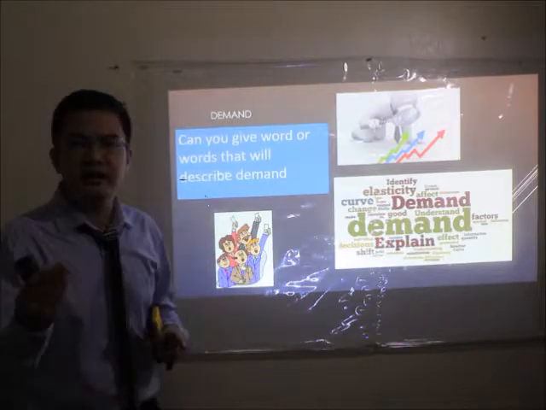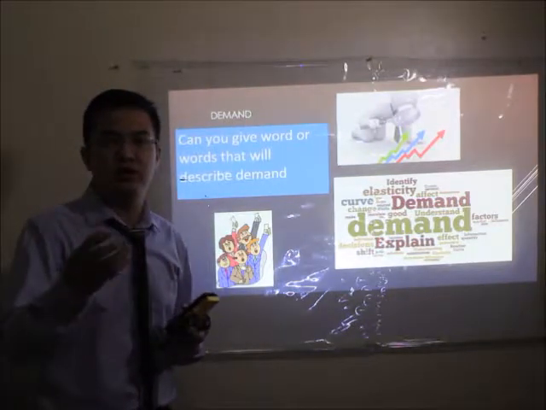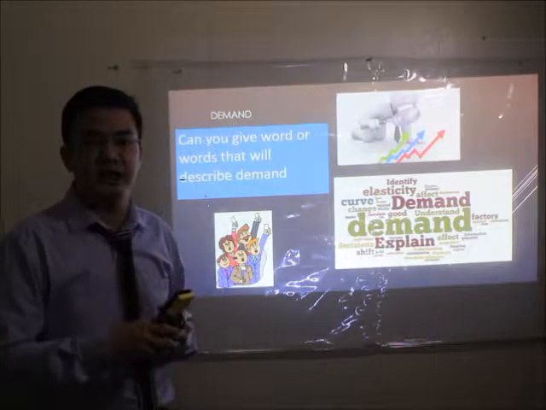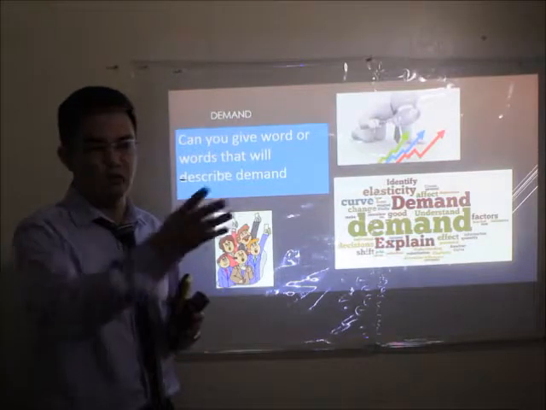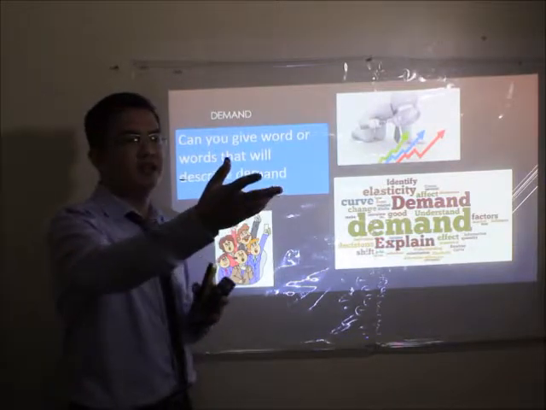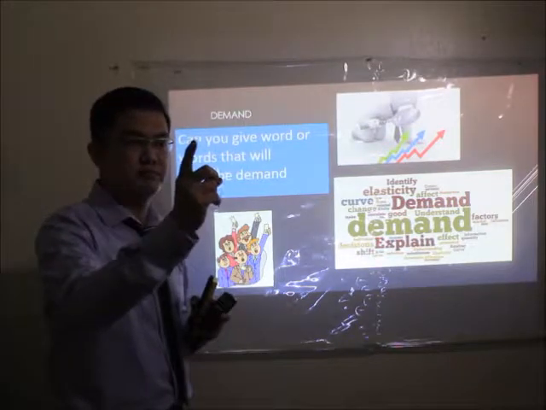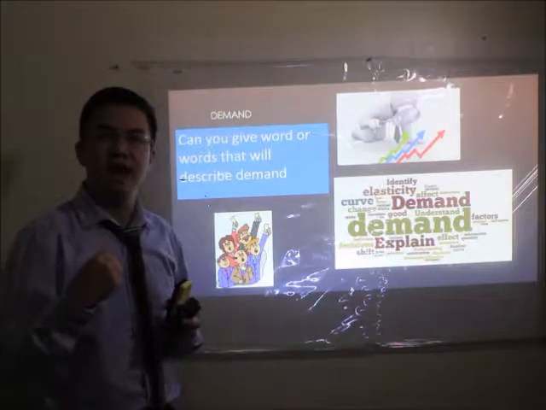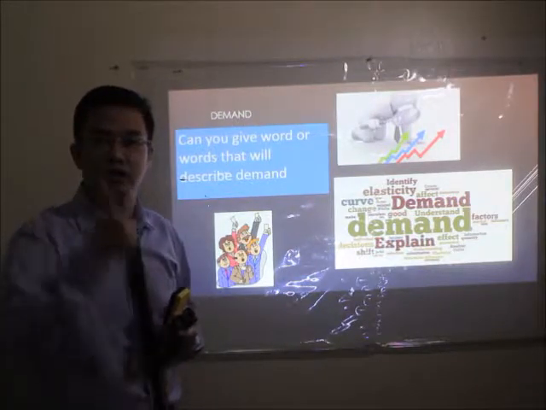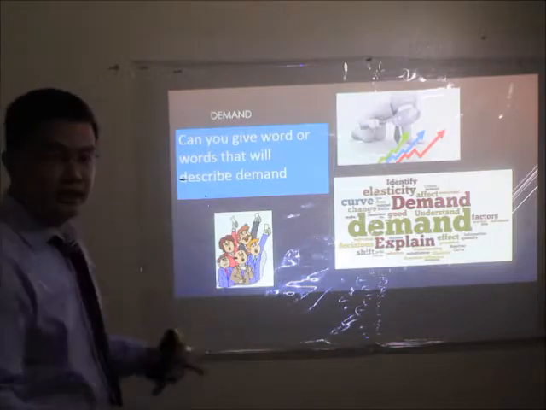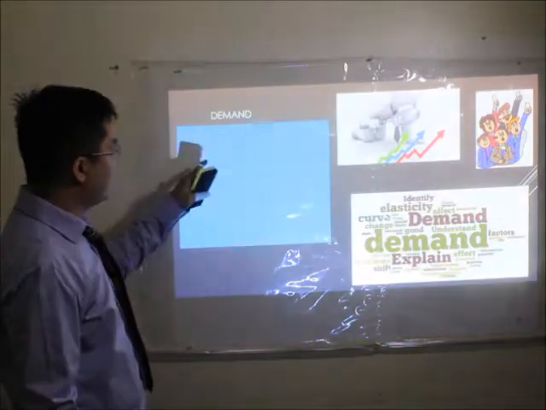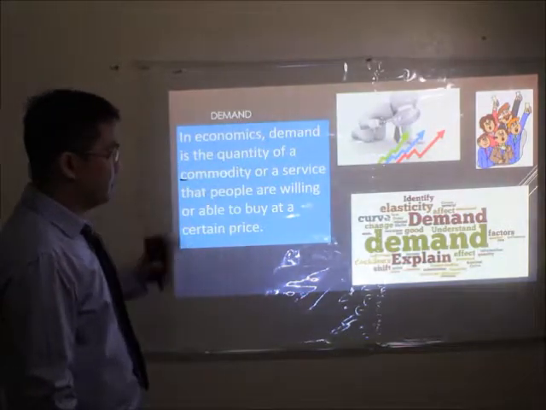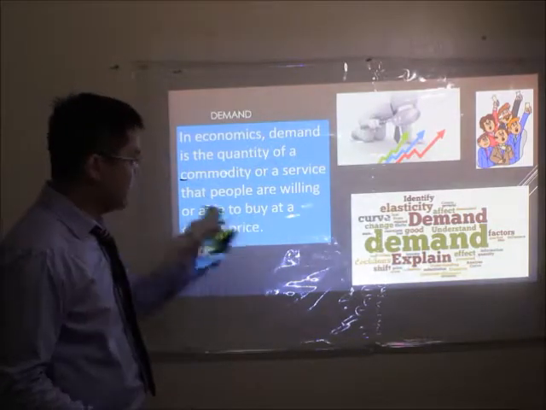So, can anyone here give me a certain word or words that they still remember from our discussion of demand? Anyone? Okay. So some of the words are consumer, buyers, demand function, law of demand, the price of the commodity or goods. That's very good. So technically, according to economics, demand is the quantity of commodity or service that people are willing and able to buy at a certain price.